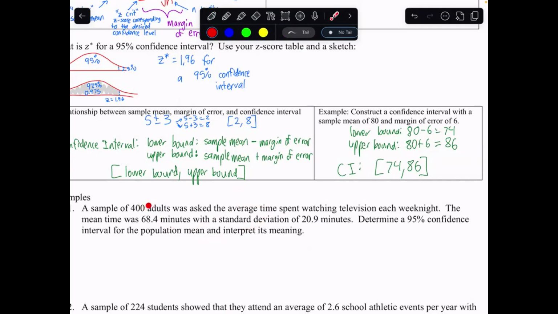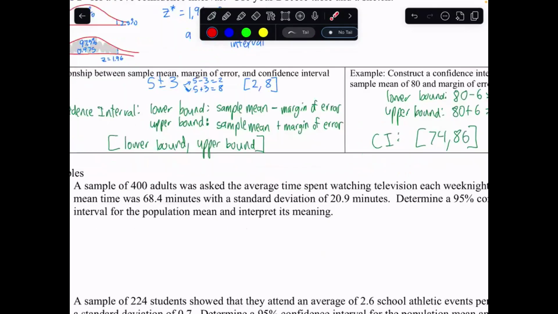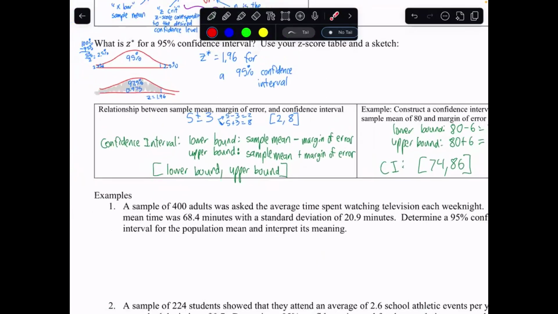You do a sample of 400 adults, you collect their data, and the mean time of those 400 adults is 68.4 minutes. Okay, and you do a calculation to find the standard deviation of that data set is 20.9. Okay, what's a 95% confidence interval for the population mean? And whenever I say interpret its meaning, I mean give me a complete sentence that tells me the conclusion.